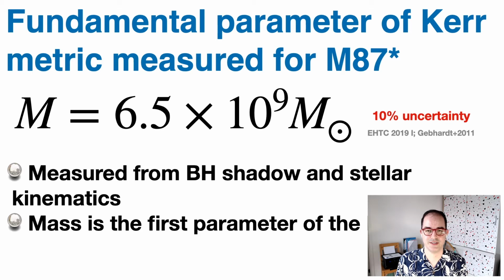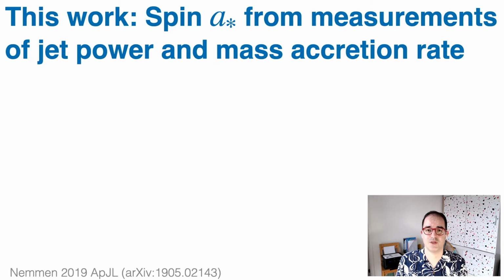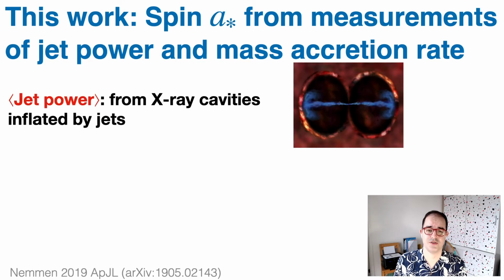We know that it is about 6 billion solar masses with a 10% uncertainty from both the measurement using the black hole shadow with the Event Horizon Telescope and also using stellar dynamics. But what about the spin, the second fundamental parameter of the metric for spinning black holes? In this work, we were able to constrain the spin of M87 star using measurements of the jet power and the mass accretion rate.